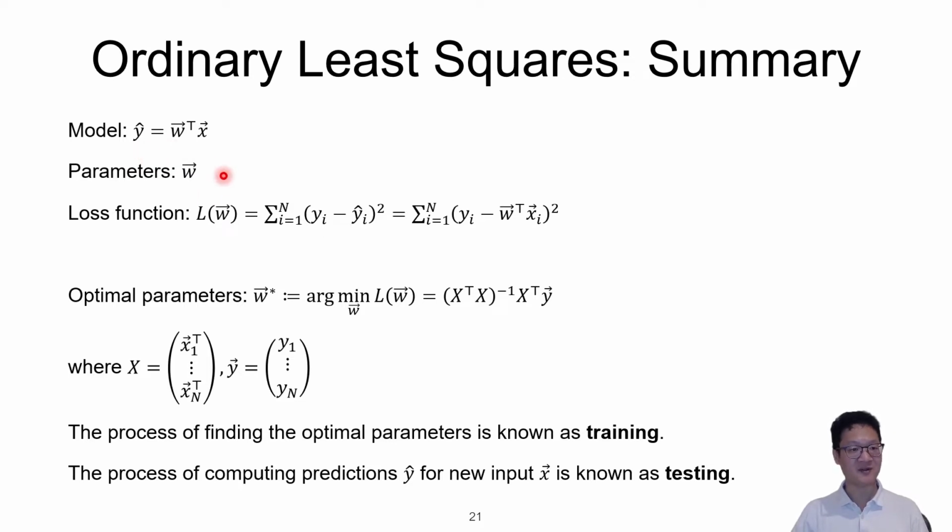So if we receive a new X, we can then calculate W star transpose X, and then we get a new Y hat. That's our prediction. This process is called testing. These are very general concepts that we'll be using even when we look at other models and other ways of doing training.